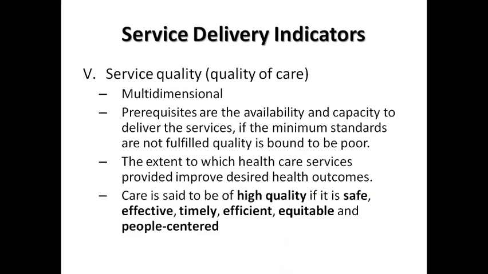And then finally, the fifth indicator would be service quality or quality of care. Now, as I've mentioned, quality of care is a very dynamic concept nowadays. It is multidimensional. There are several aspects that you should look into for you to really measure quality of care. However, important to note that prerequisites to this are actually the first two indicators, which are availability and capacity or readiness to deliver the services.